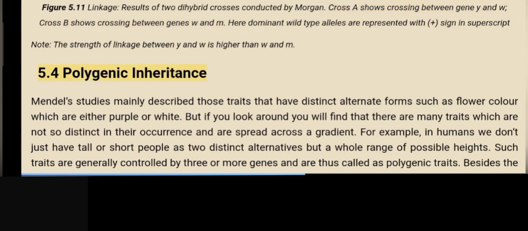5.4 Polygenic Inheritance. Mendel's studies mainly described those traits that have distinct alternate forms such as flower color, which are either purple or white. But if you look around, you will find that there are many traits which are not so distinct in their occurrence and are spread across a gradient. For example, in humans we don't just have tall or short people as two distinct alternatives but a whole range of possible heights. Such traits are generally controlled by 3 or more genes and are thus called polygenic traits.